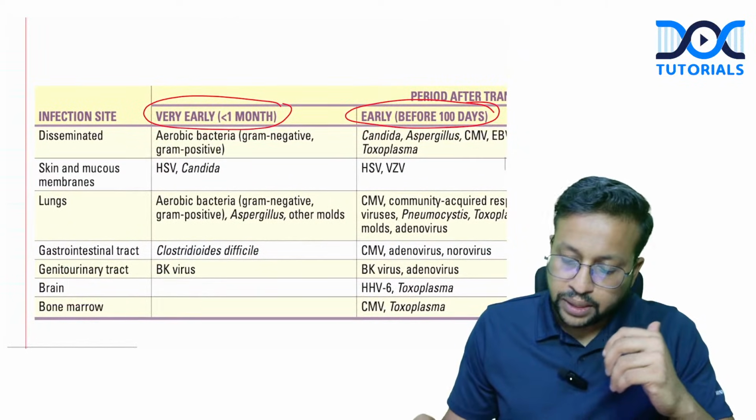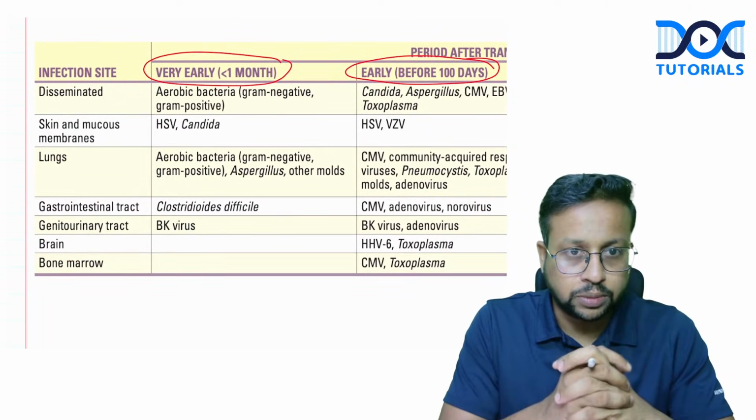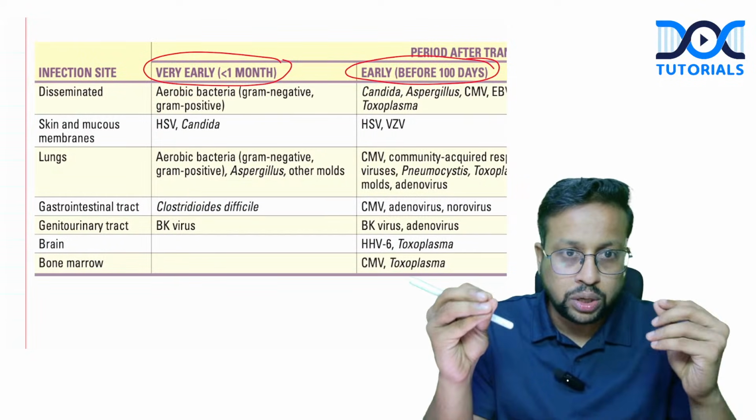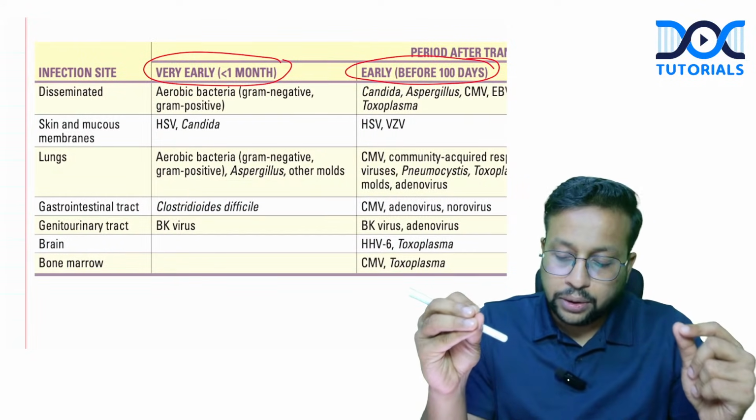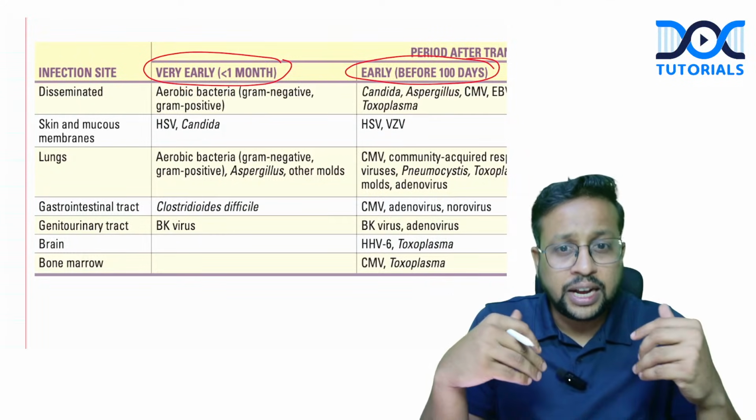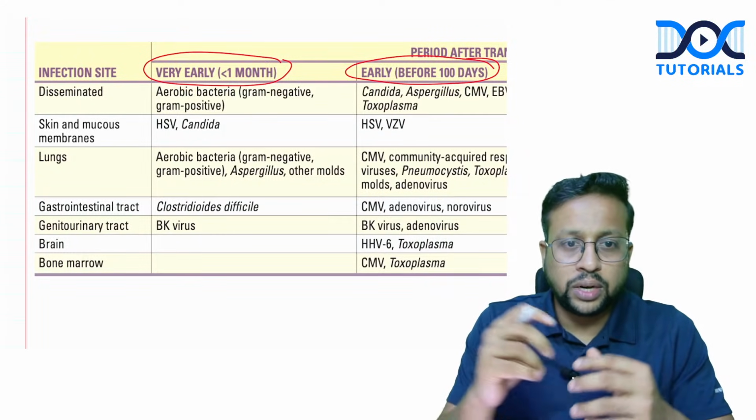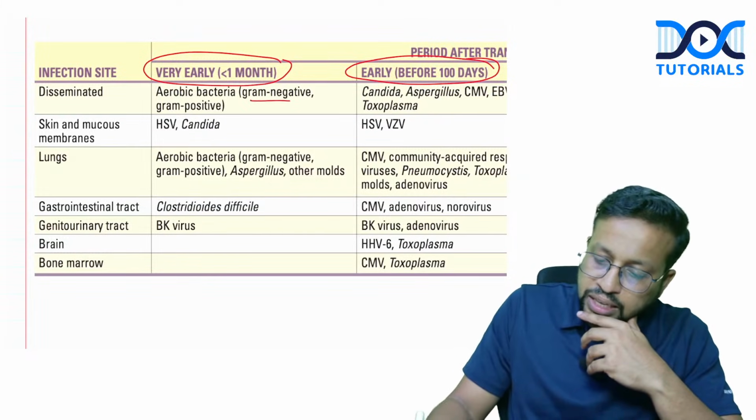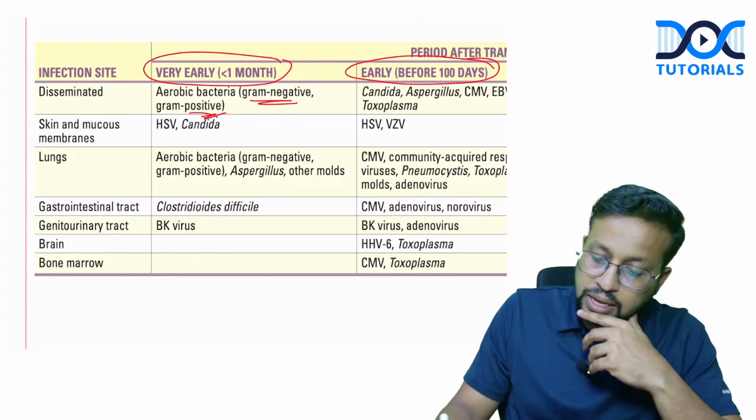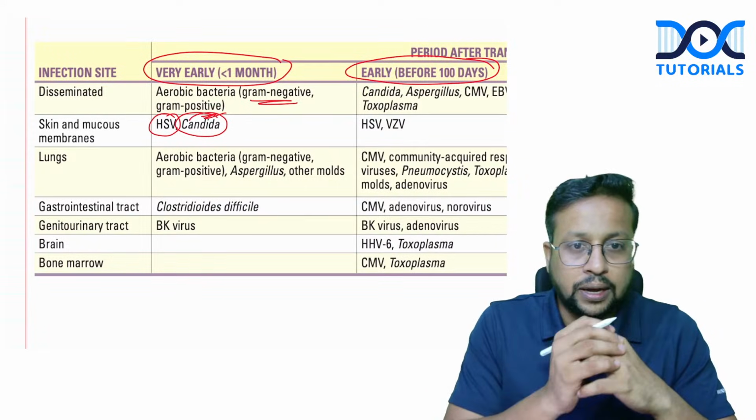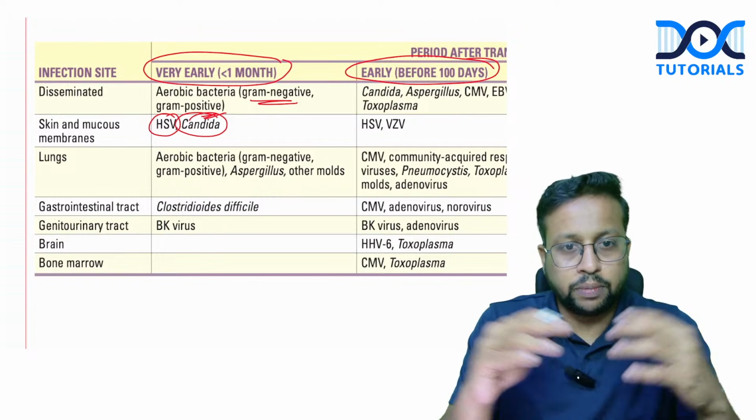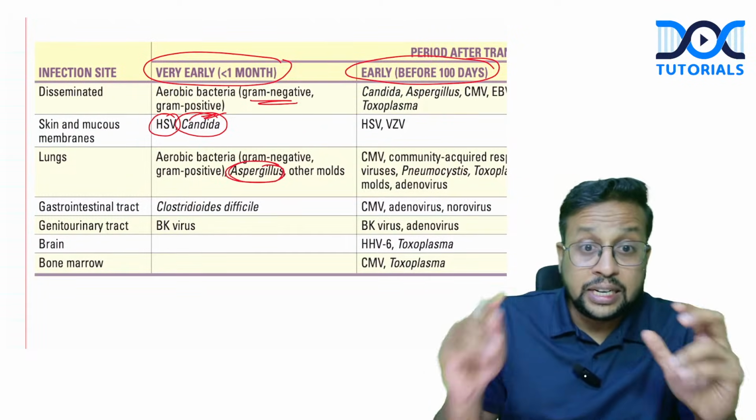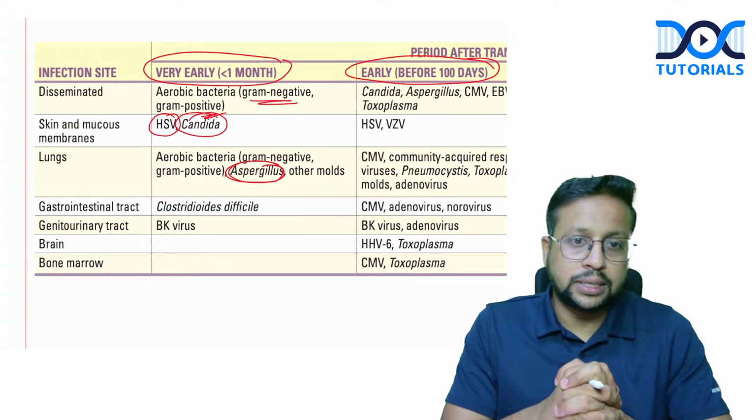So if you look at the early infections in hematopoietic stem cell transplantation patients, in this early period, these patients are usually neutropenic, and as a result they are at risk of various infections. This includes common bacterial infections and hospital-acquired infections, both gram-negative and gram-positive, and Candida and HSV are very important. In the lungs, it can be gram-negative or gram-positive aerobic bacteria, but Aspergillus can occur in the initial period of neutropenia. So that is also important.